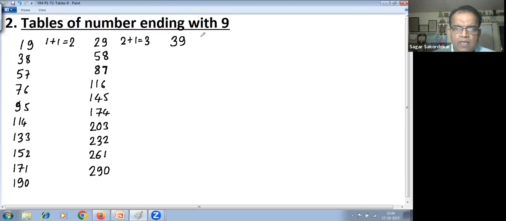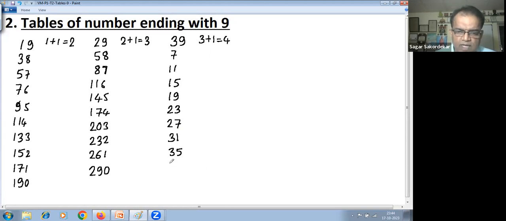The digit before 9 is 3, plus 1 gives you 4. So here the increment is 4. 3 plus 4, 7. 7 plus 4, 11. 11 plus 4, 15. 15 plus 4, 19. 19 plus 4, 23. 23 plus 4, 27. 27 plus 4, 31. 31 plus 4 is 35. And 35 plus 4 is 39. Same number. So stop and the second step is 0, 1, 2, 3, 4, 5, 6, 7, 8, and 9 is already there.